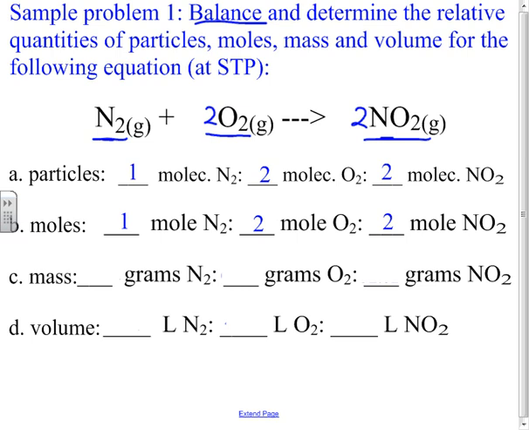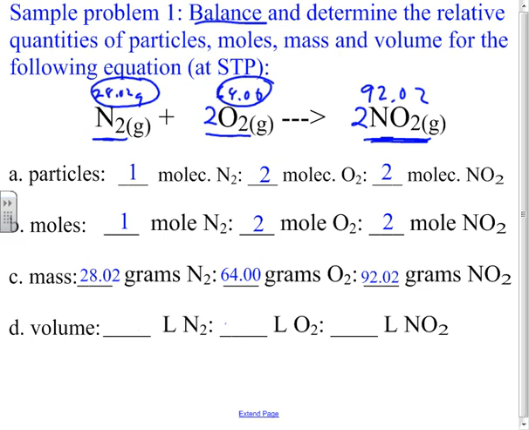For mass, now we have to go to the periodic table. We've got 1 mole of nitrogen, so that's 28.02 grams. 2 moles of oxygen is going to add up to 64.00 grams. And then 2 moles of nitrogen dioxide, we can either calculate that by adding all of the products together, or we can add the masses of the reactants together. 28.02 plus 64 gives 92.02. So those are the ratios of the masses of each of these substances in this balanced chemical reaction.